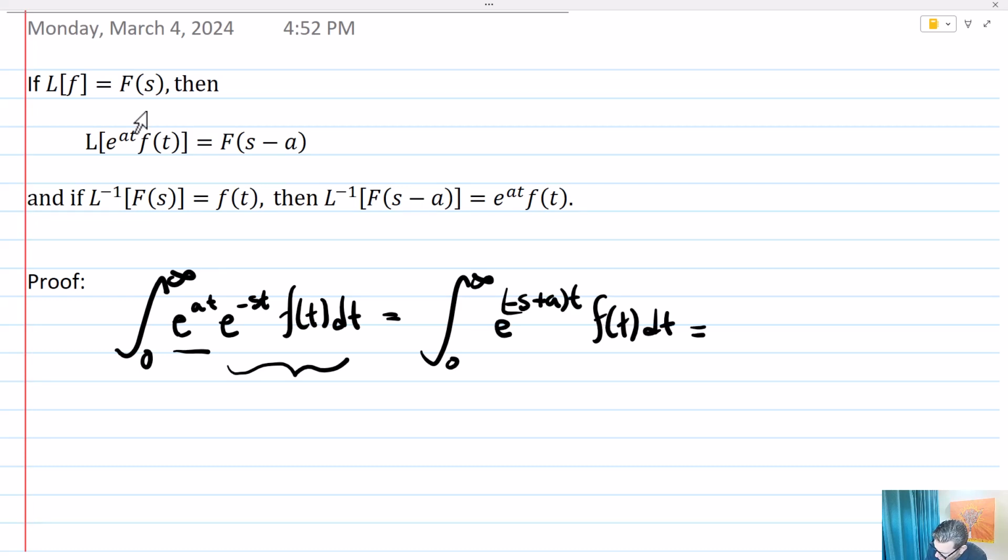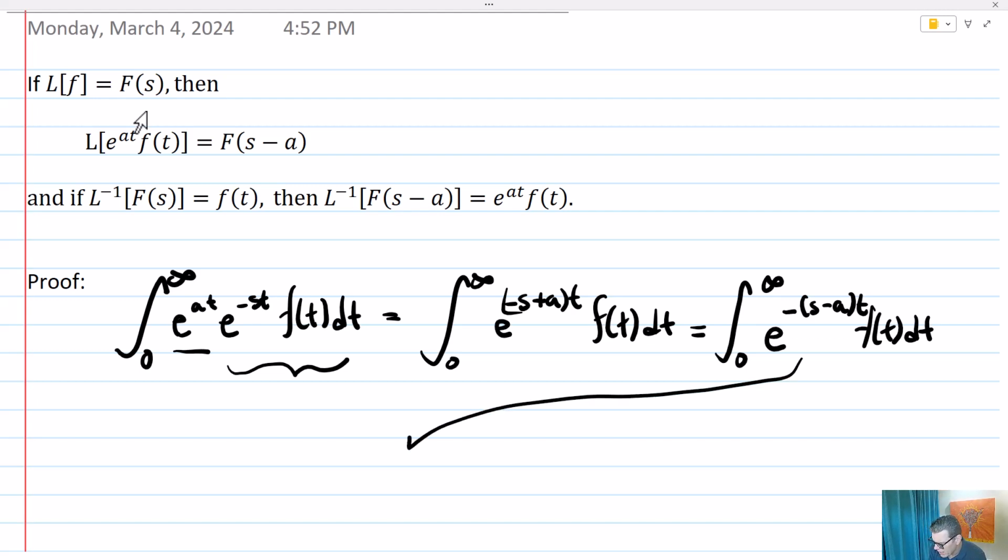And that'll then equal the integral from 0 to infinity of e to the negative (s minus a) t f of t dt. So it's just a little bit of algebraic manipulation within the integral. And what we get here is, by definition, big F of s minus a, because instead of having s as our variable, we're substituting s minus a into the argument of that function. And that's really it, the entirety of the proof, basically.